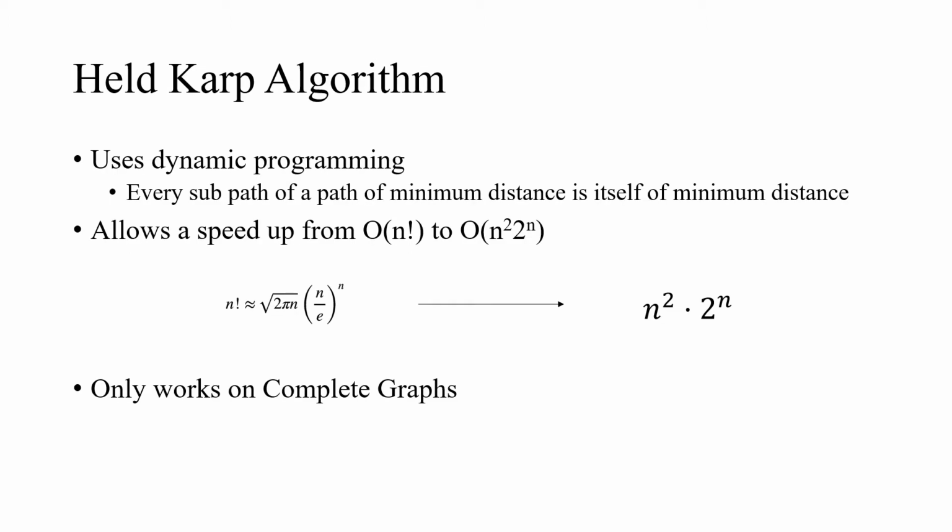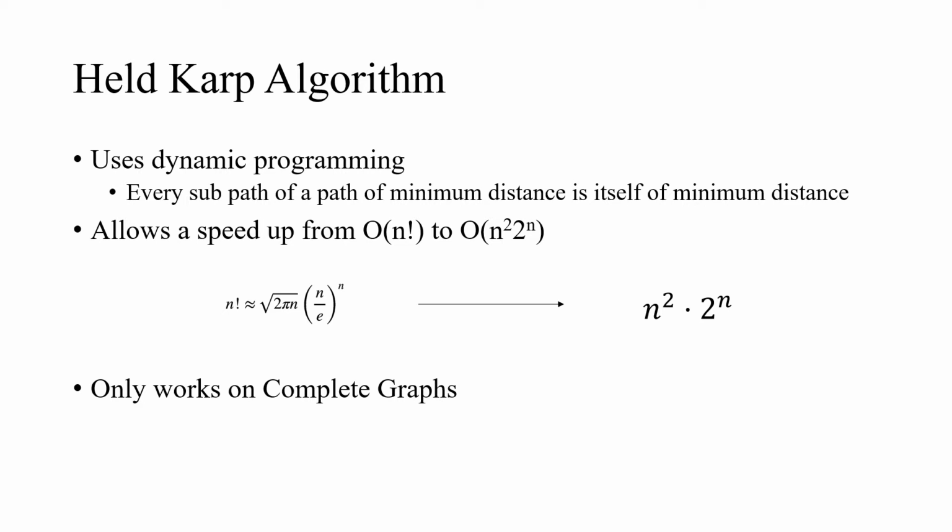I'm going to now explain the Held-Karp algorithm, which is the exact algorithm for finding the optimal Hamiltonian circuit in a complete graph. We use dynamic programming in this by exploiting the property of the traveling salesman problem, which states that every subpath of a path that is the optimal path is also of minimum distance.